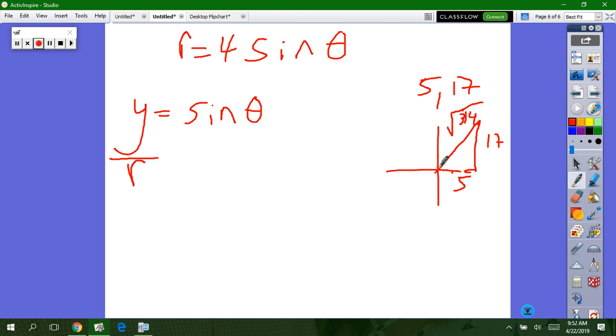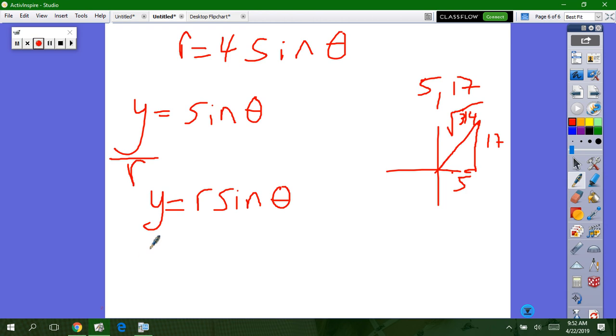But what is the sine? It's the y value over the radius, isn't it? Do you guys agree with that? So therefore, would I not say that y equals r sine of theta? Could we say that?